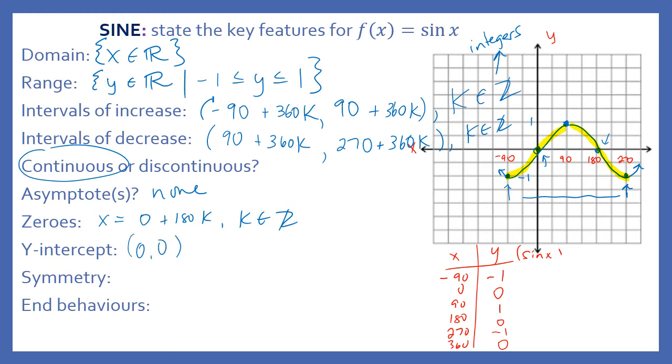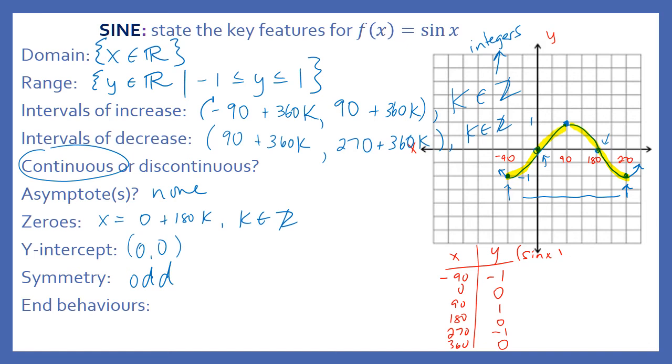Symmetry, it's definitely not a mirror image, so it's not even. If I reflect it across the x, reflect it across the y, I get the other side of it, therefore it is odd.